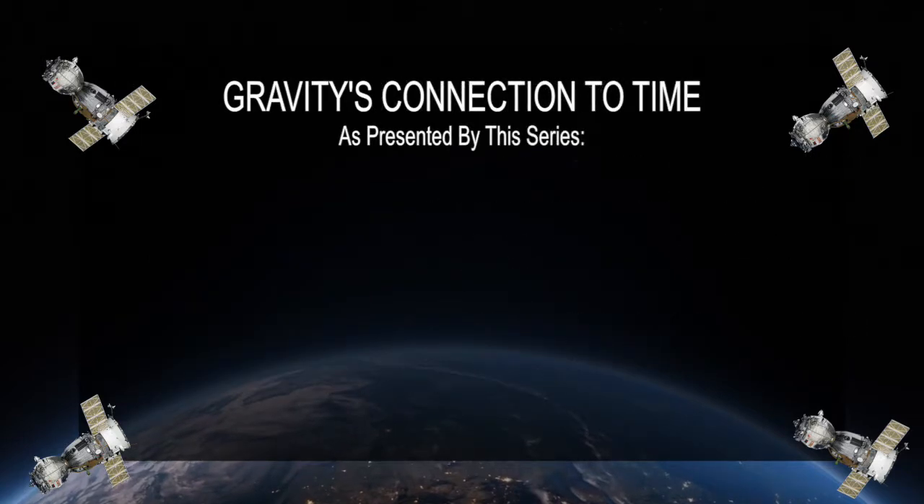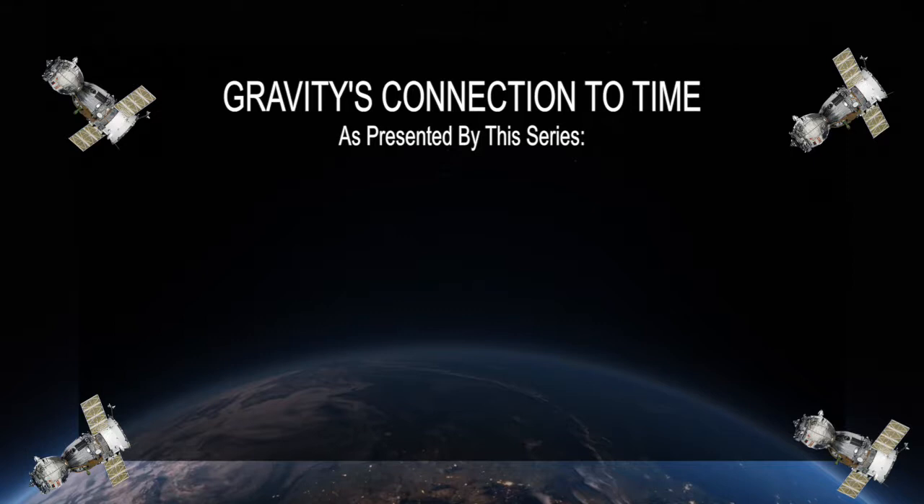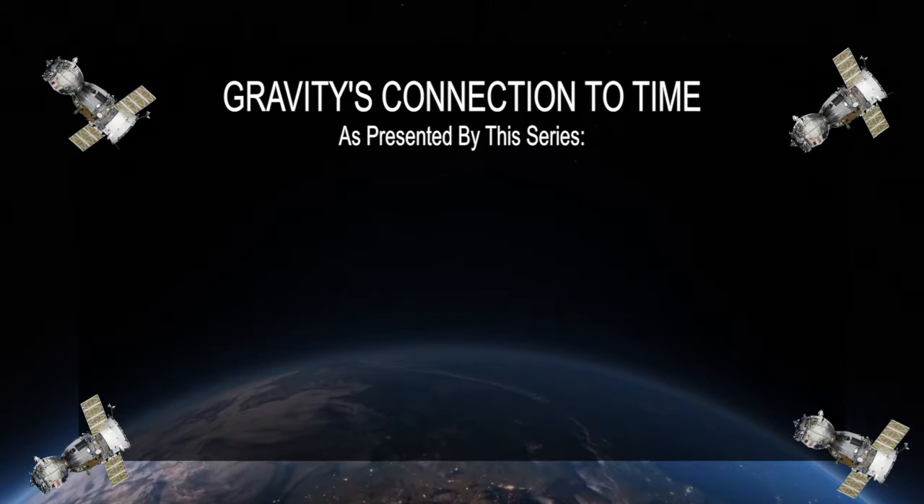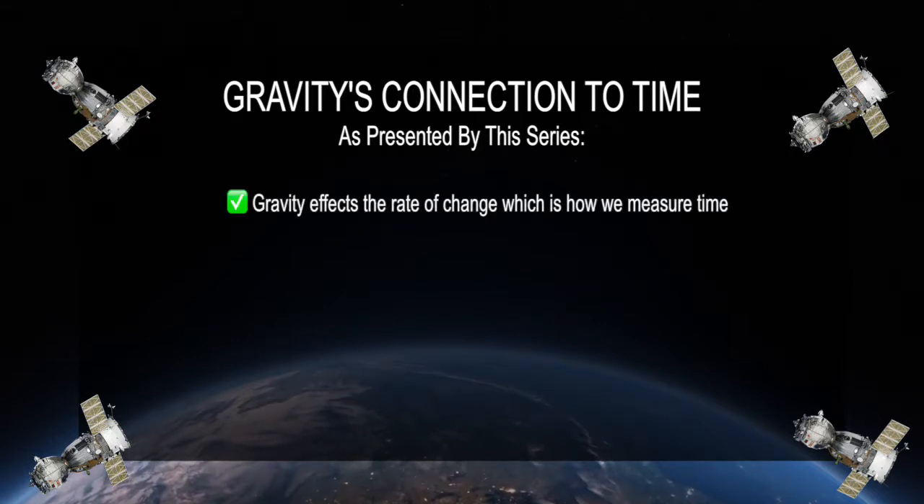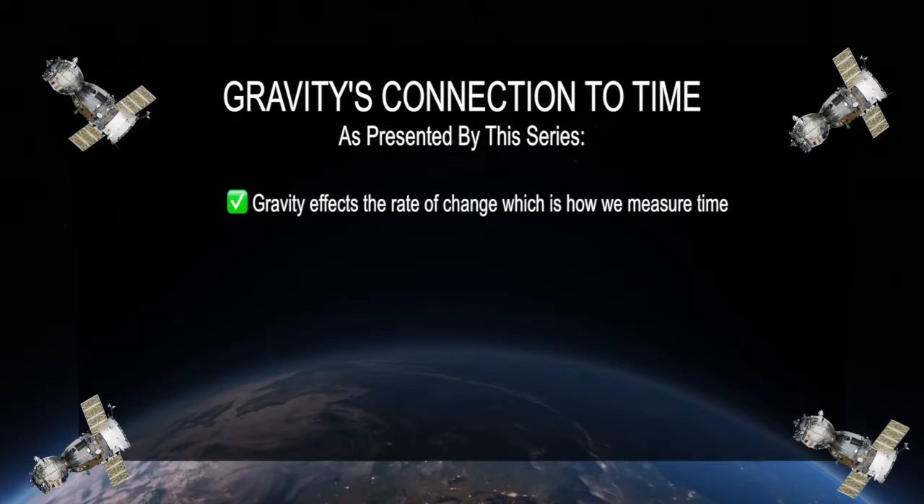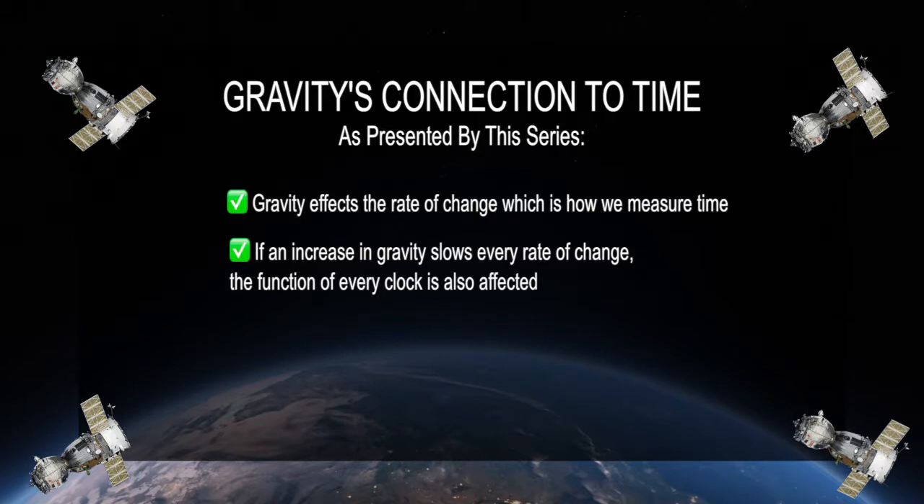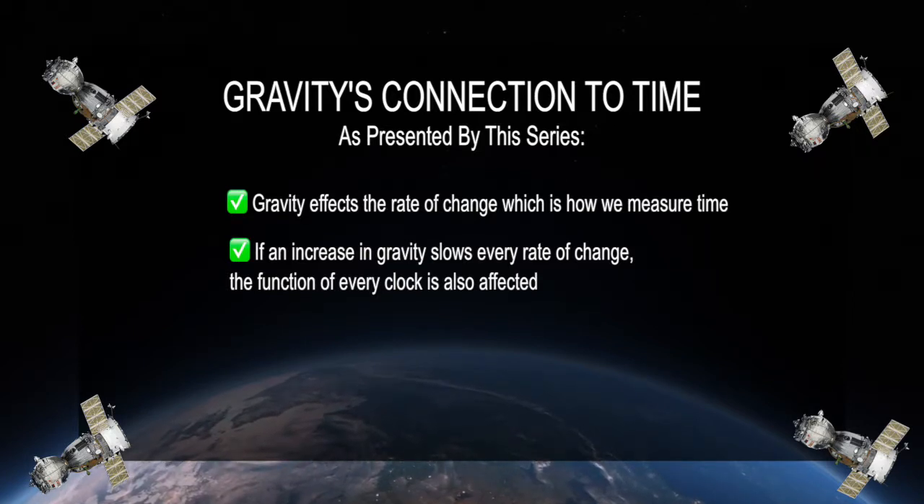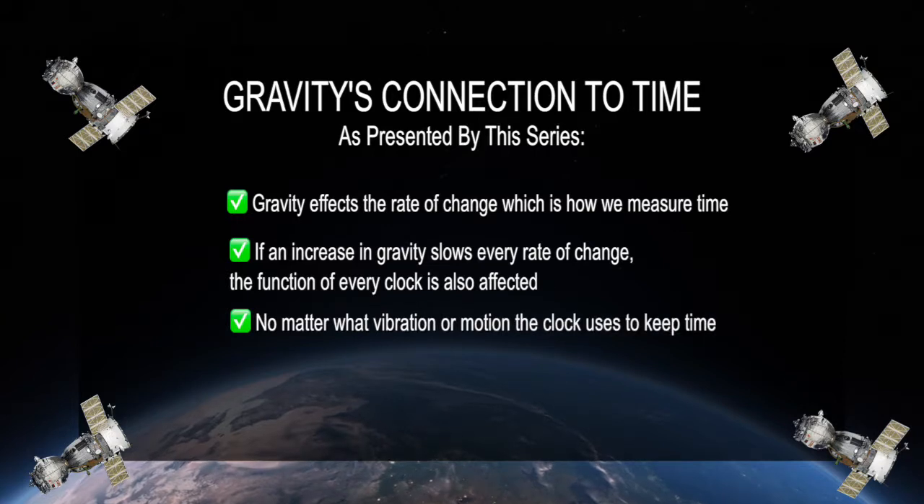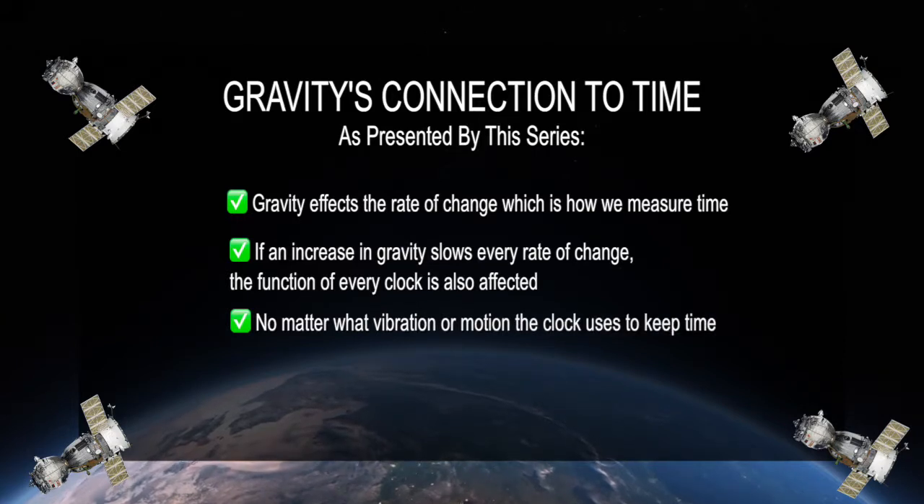In this series, we're presenting gravity's connection to time as follows. Gravity affects the rate of change, which is how we measure time. If an increase in gravity slows every rate of change, the function of every clock is also affected, no matter what vibration or motion the clock uses to keep time.